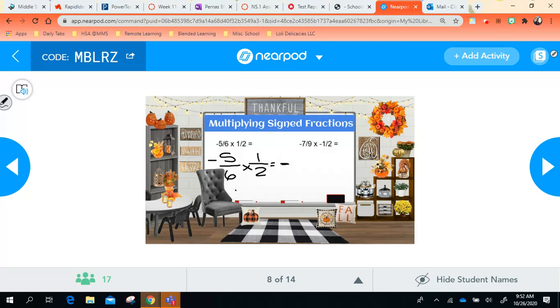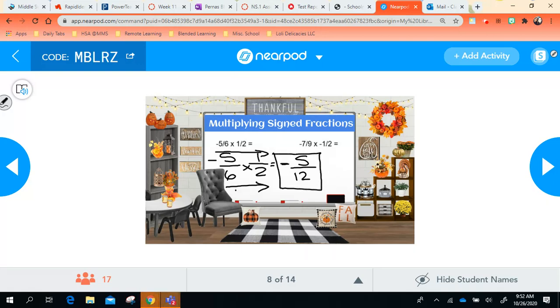And I'm going to do it right here. What is 6 times 2? It is 12. So I'm going to put the 12 on the bottom. So I'm going straight across. 6 times 2. The top. What is 5 times 1? 5. So my answer is negative 5 over 12.